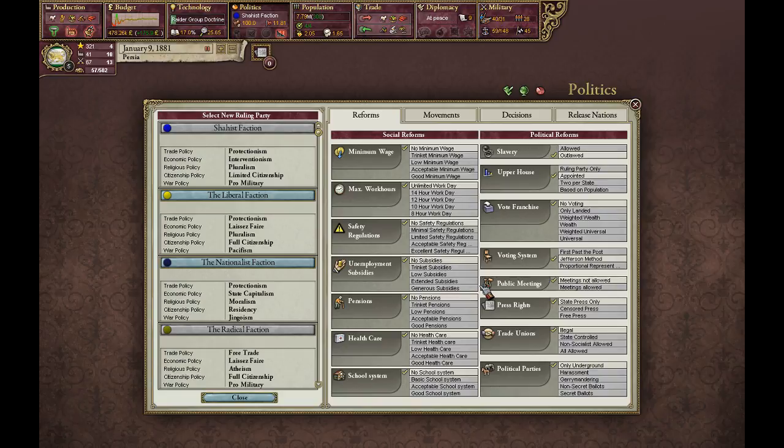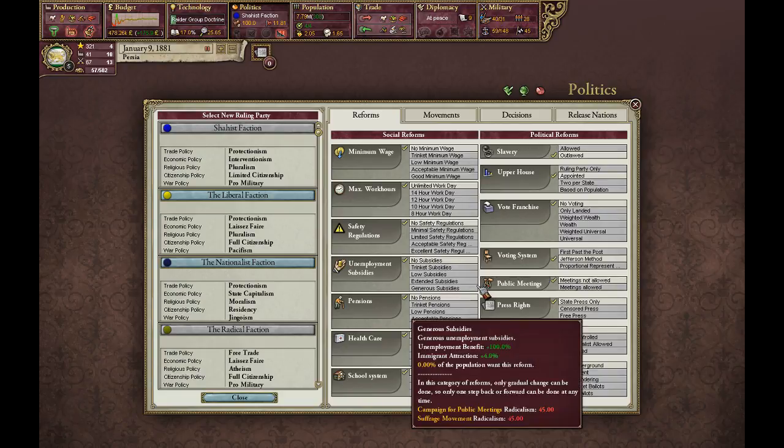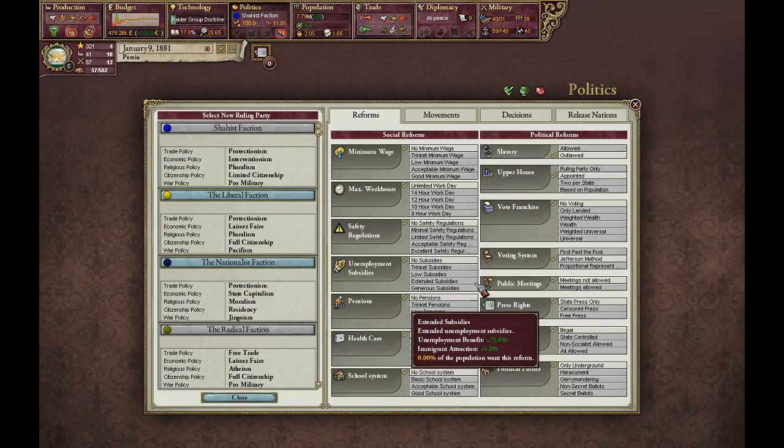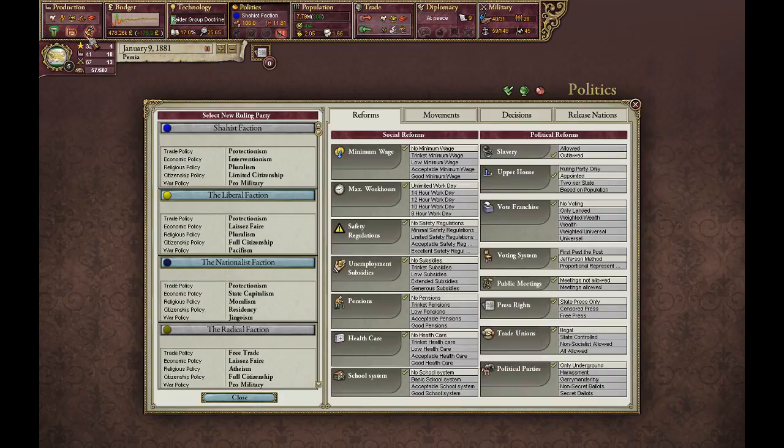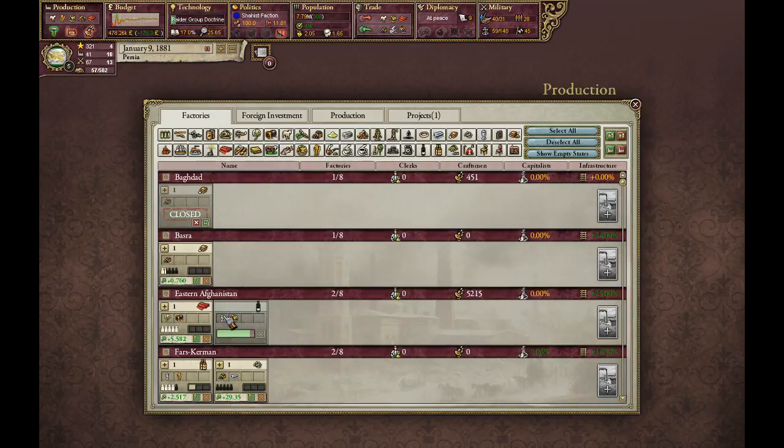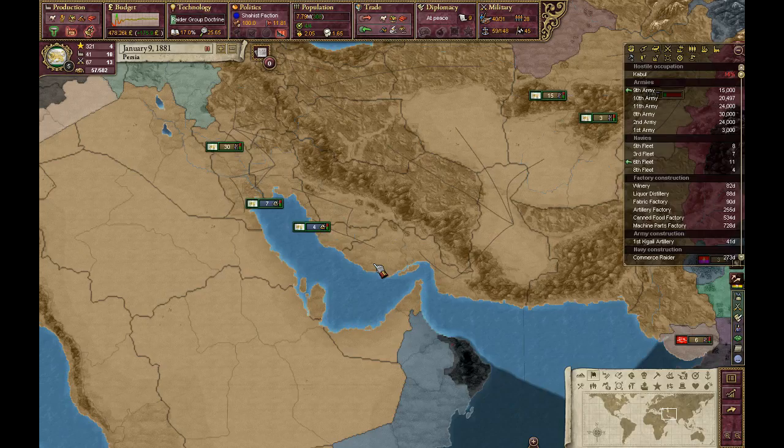So my favorite economic policy is interventionism, because it's like laissez-faire, which allows you to set your economy on autopilot. Interventionism also lets you intervene when you find it necessary to do so, like for example open or close factories. But also one more thing, and that's with building railroads.